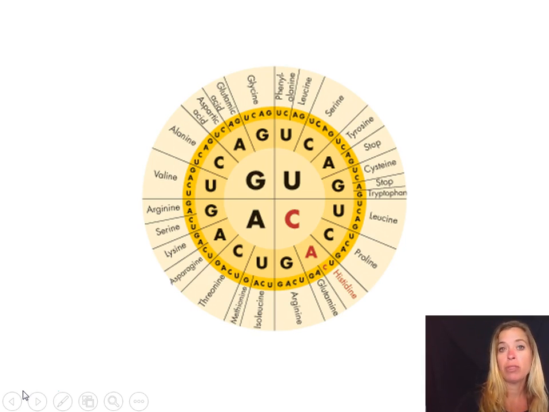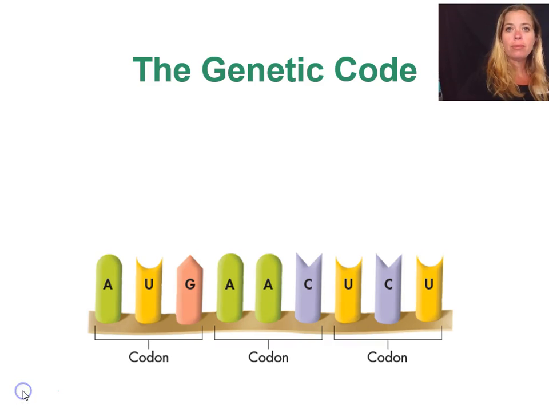However, some students like to use this chart better because you start in the middle, and the top right-hand quadrant is where I would start with U. Then I would look at the beige ring, and I could find UC. And then I can also see that UCC, UCU, UCA, and UCG all code for serine. So once again, I'll find the amino acid pretty easily with this chart. I'd like you to know both charts and how to use them.